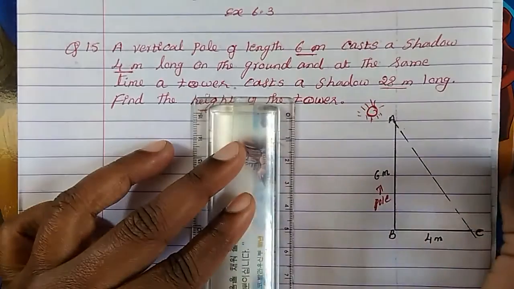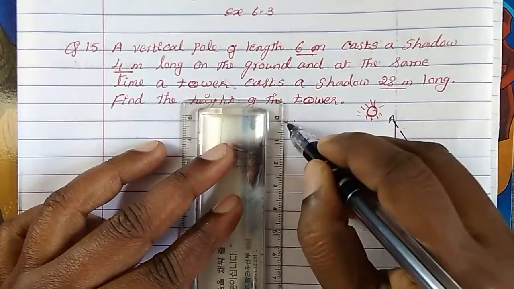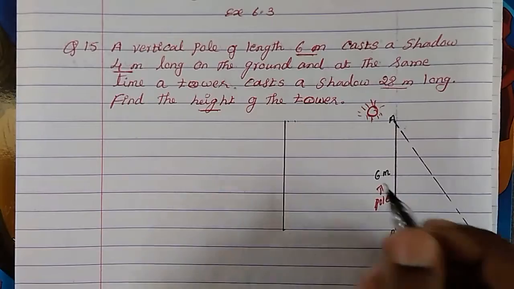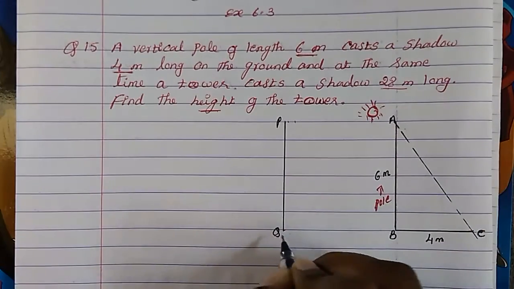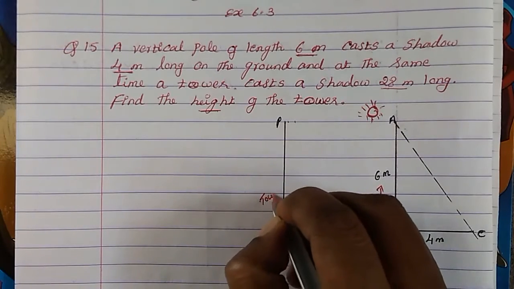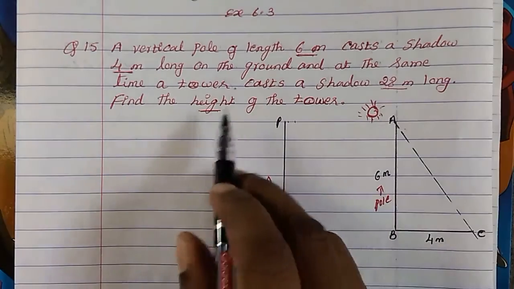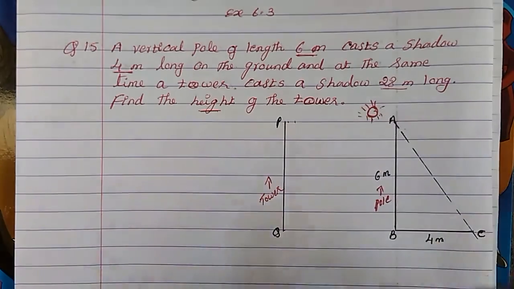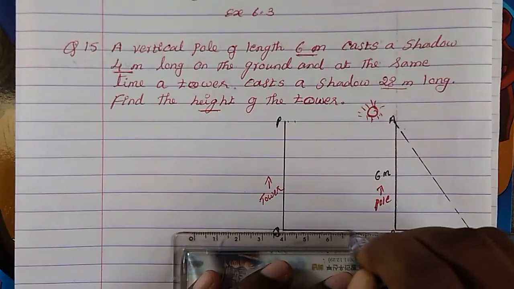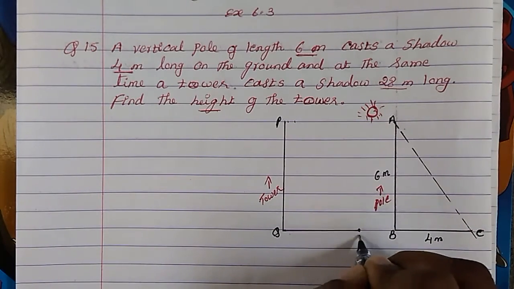So there is a tower. I'll just name it maybe P and Q. This is the tower. The tower casts a shadow of 28 meter. So that's also casting a shadow of 28 meter. This point I'll name it R.